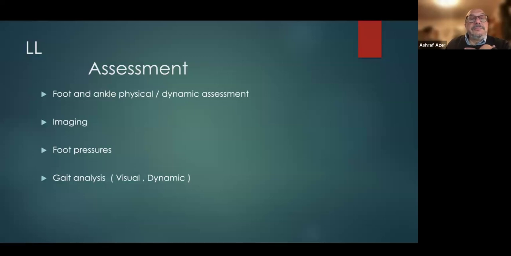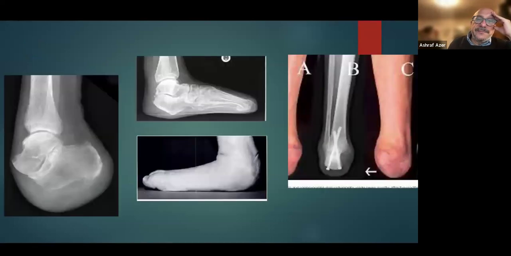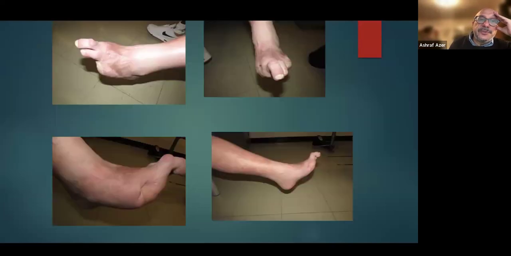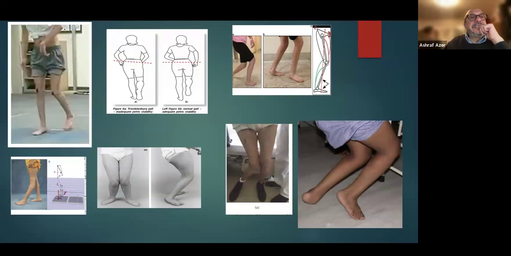Assessment: we assess the foot and ankle, and I've seen your excellent presentation on foot and ankle biomechanics. Imaging is very important, as we have seen. Foot pressure analysis with gait analysis is absolutely important. Don't take it lightly. We have seen that it looks good on the X-ray but bad in the functional part. Foot. Now, what is this type of gait?